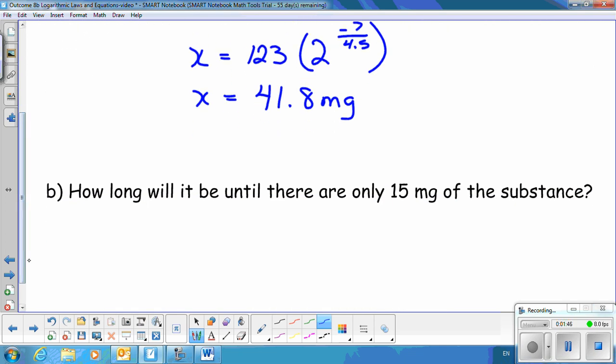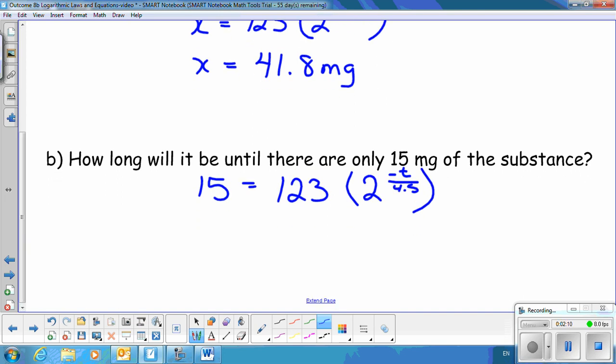Part B says how long will it be until there are only 15 milligrams of the substance. So in this case, we know X is 15. We still have 123 milligrams to start. What we're looking for this time is the amount of time, T. Our half-life has not changed, so it's still 4.5.